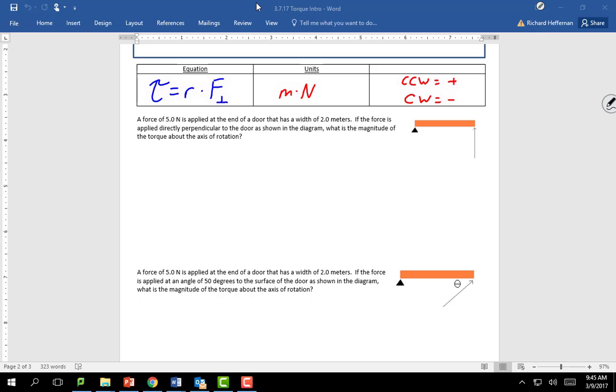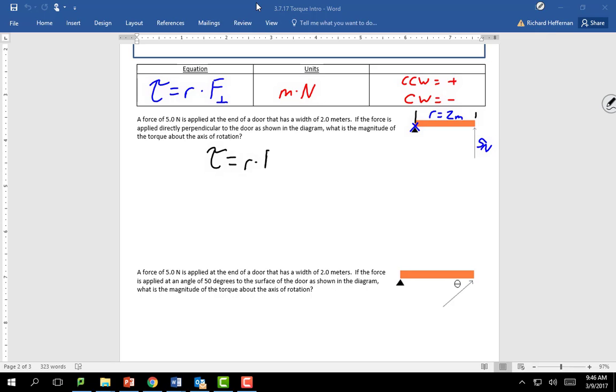But in this question, it says that there's a force of 5 Newtons applied to the end of a door that has a width of 2 meters. So I'm going to draw out my lever arm, which is the distance from where the force is being applied to our axis of rotation. So our axis of rotation is right there. I usually put an X where the axis of rotation is. It's rotating about the door hinge. If this force is 5 Newtons, the distance of our lever arm is 2 meters, because that's what's given in the question.